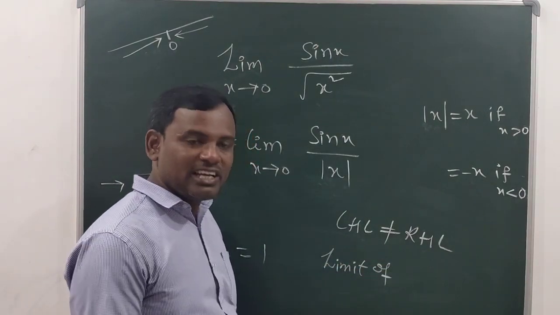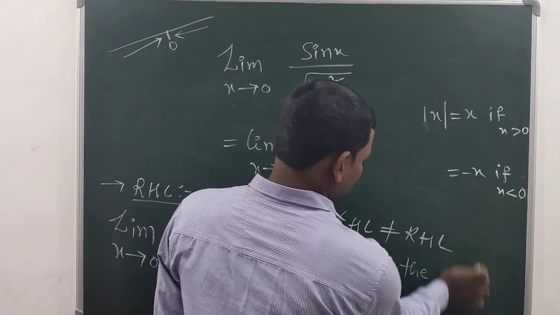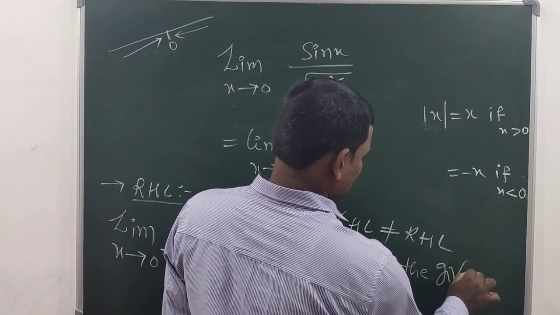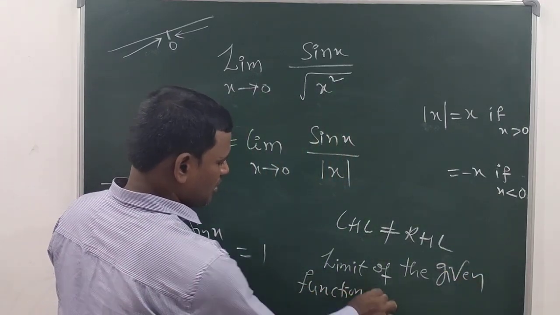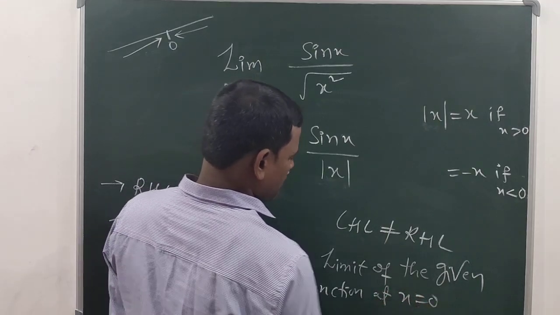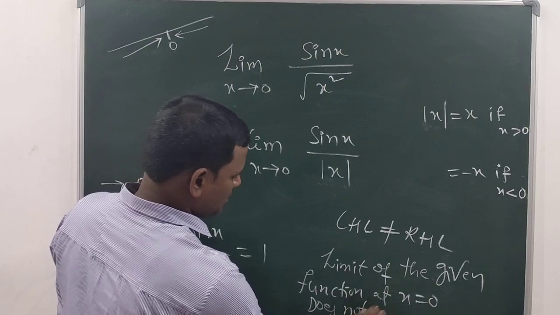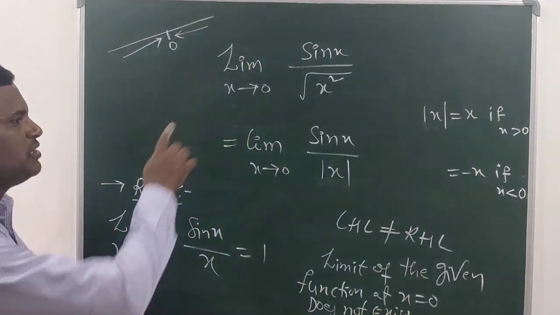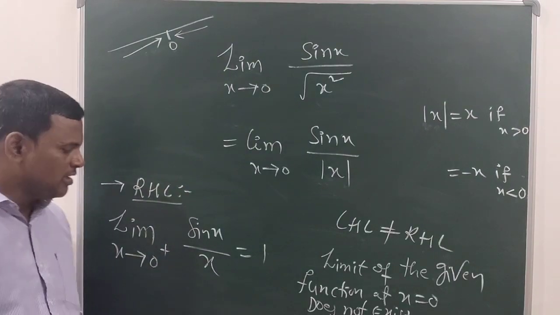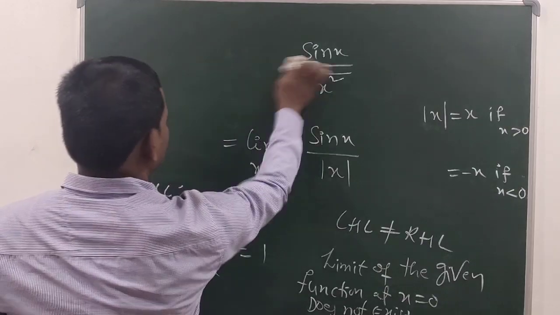The limit of the given function at x equal to 0 does not exist. Like this you people have to conclude for this question. Okay, I hope you have understood this. Now let us go to one more application.